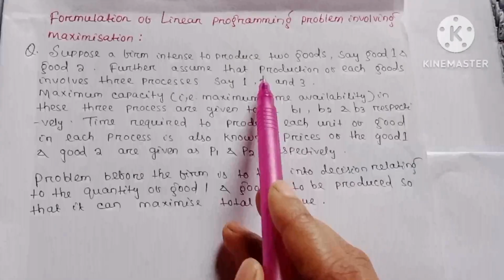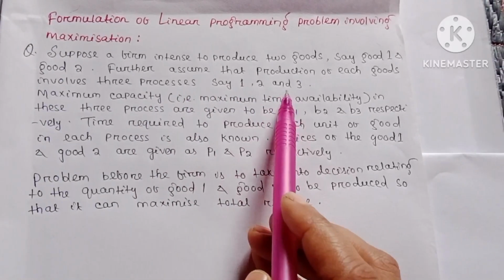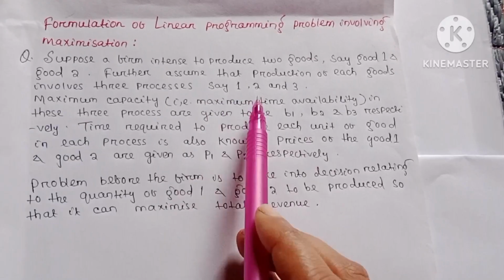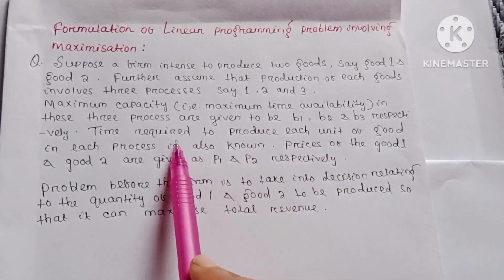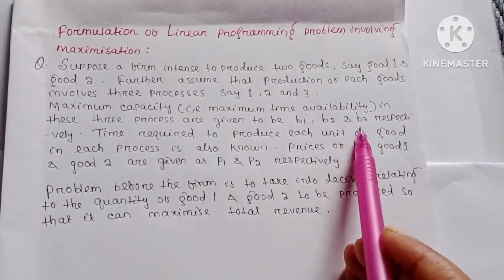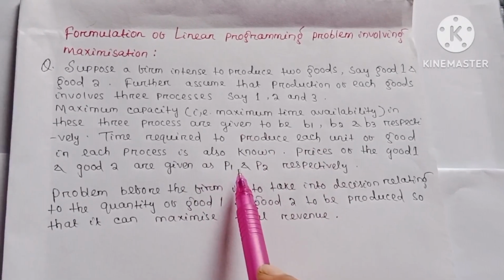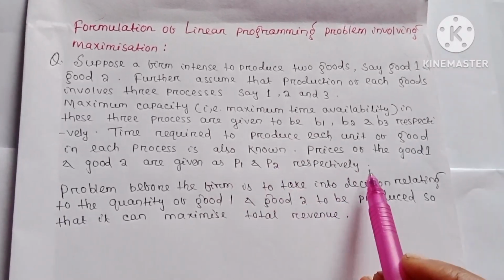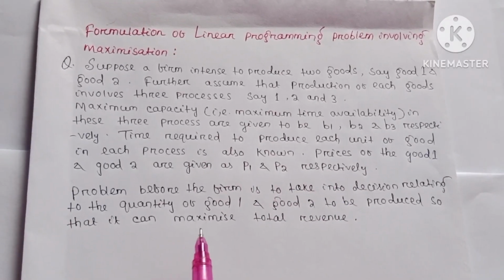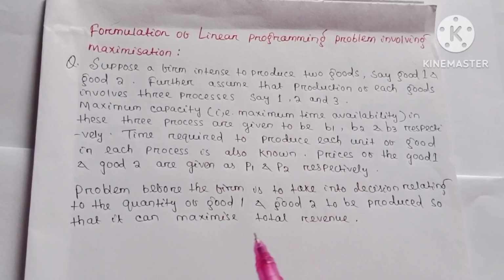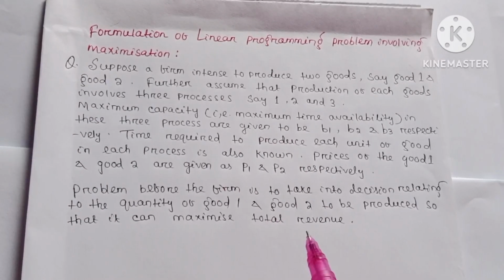Suppose a firm intends to produce two goods, good 1 and good 2. Further, assume that production of each good involves three processes, process 1, process 2 and process 3, and the maximum capacity, that is, the maximum time availability in the three processes, is given to be B1, B2 and B3 respectively. The time required to produce each unit of a good in each process is also known, and the prices of good 1 and good 2 are given as P1 and P2 respectively. The problem before the firm is to decide the quantity of good 1 and good 2 to be produced so that it can maximize total revenue.